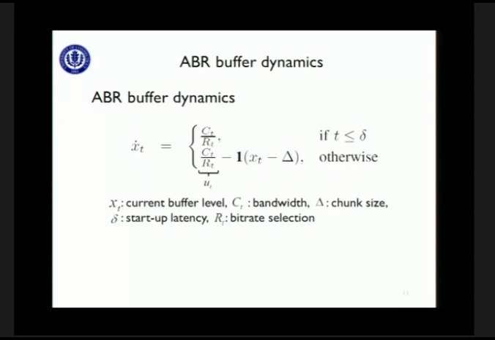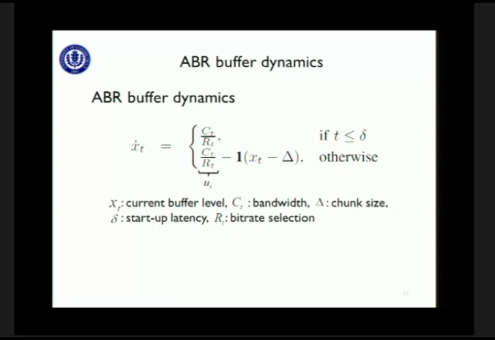So this is where some nonlinearities come in. X_t is basically the current buffer level. This is going to be in seconds because this is a dimensionless quantity. So X_t is going to be in seconds. C_t is the bandwidth in some units, some bits per second. And delta is the chunk size, which is going to be in seconds. Startup latency is also in seconds. And the bitrate selection is going to be in the same units of the C_t. Okay? So it's a very simple dynamics.